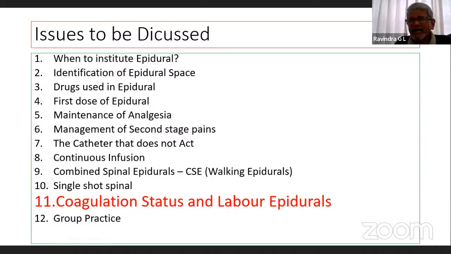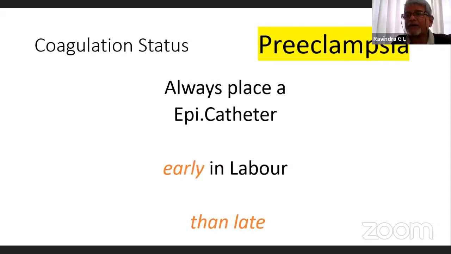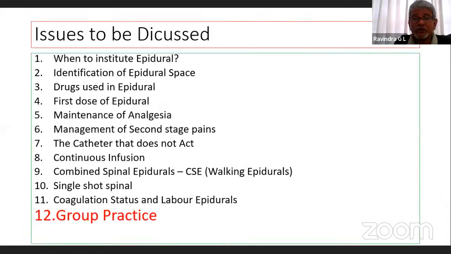Coagulation status and labor epidurals, I think it is beyond the scope of this discussion. The same protocols which we use for coagulation status, with platelet counts and other coagulation abnormalities, have to be used. One most important thing which I would like to mention at this time is that in preeclampsia, better place an epidural catheter early in labor than late, because in preeclampsia, the patient might land up in coagulation failure. You may not be in a position to place the epidural catheter, whereas with an early, previously placed epidural catheter, there is no harm in using it. So place an epidural catheter early in labor in preeclampsia to avoid coagulation problems coming in the way of your epidurals.